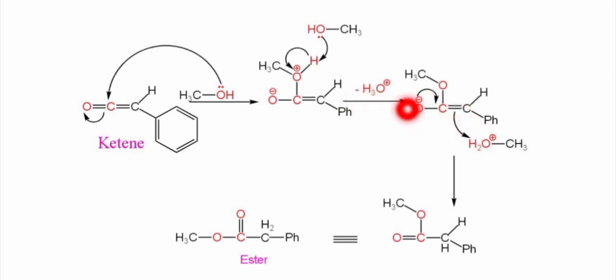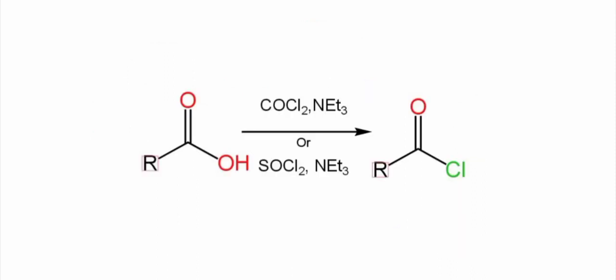So these electrons form a pi bond over here, this pi bond takes a proton from here, and we get our final product, ester. So when we use alcohol we get our final product as an ester. Okay, so let us see the next example.